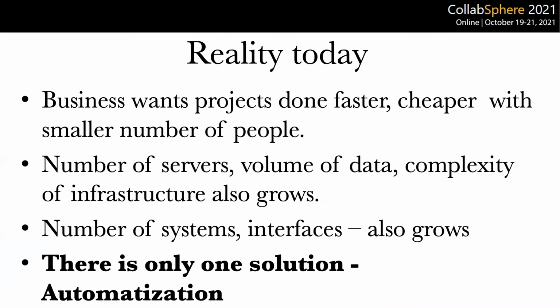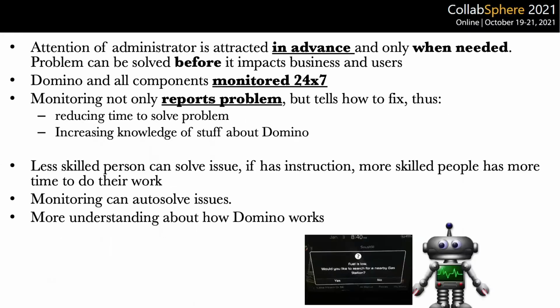And let's see. So the business reality today is that business wants projects, including Domino projects, to be done faster, cheaper, and with a smaller number of people, unfortunately. And if we are checking clocks for 8 hours, we don't have time to do projects. That's why we have to automate Domino administration, and then we save some hours, maybe days, to do some project work. And the solution for that is automation.